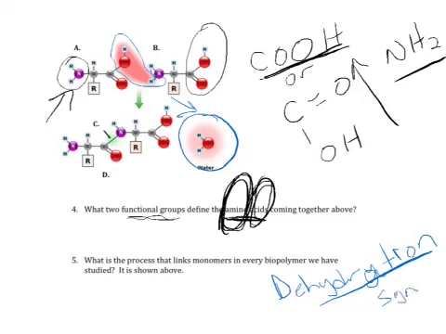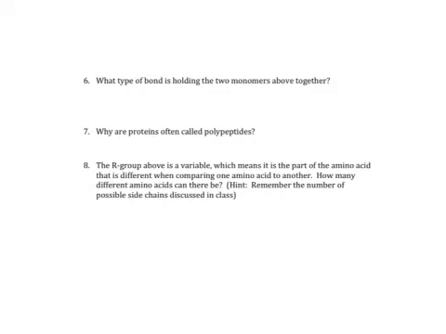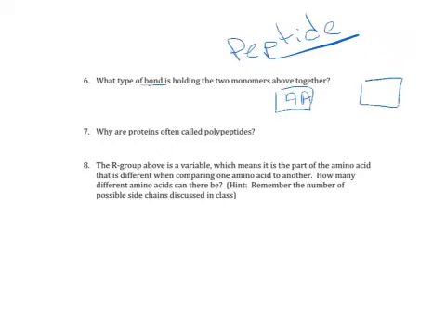So dehydration synthesis is the answer for number 5. Number 6 was one of those things that was really easy if you studied. It's what are the bonds that hold the two things together. This was a peptide bond. That's again peptide bond. It was going over and over again in both the notes and the video. And a peptide bond holds the two amino acids together. So an amino acid is held together to another amino acid by a peptide bond.